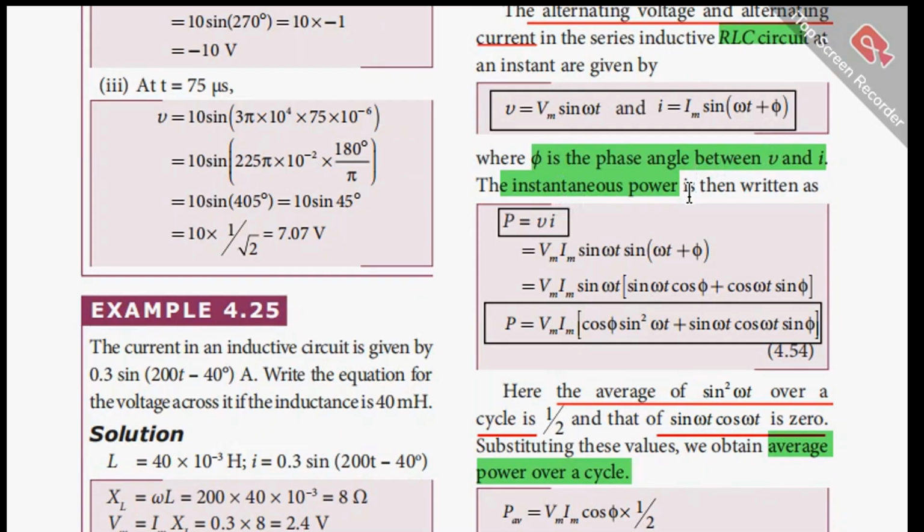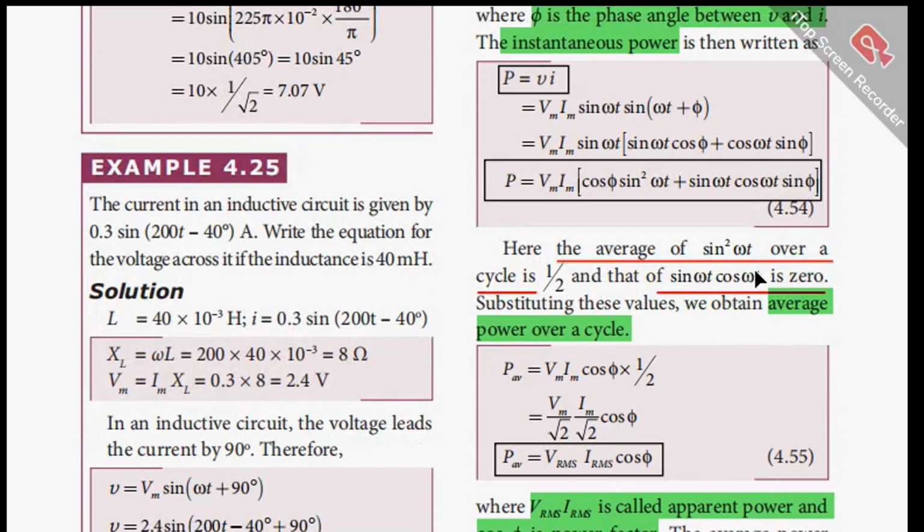The instantaneous power is then given by the product of voltage and current, that is Vm Im sin ωt sin(ωt + φ), which is Vm Im sin ωt (sin ωt cos φ + cos ωt sin φ). Therefore the expression for the power is Vm Im (cos φ sin²ωt + sin ωt cos ωt sin φ). The average of sin²ωt over a cycle is half, and that of sin ωt cos ωt is 0.